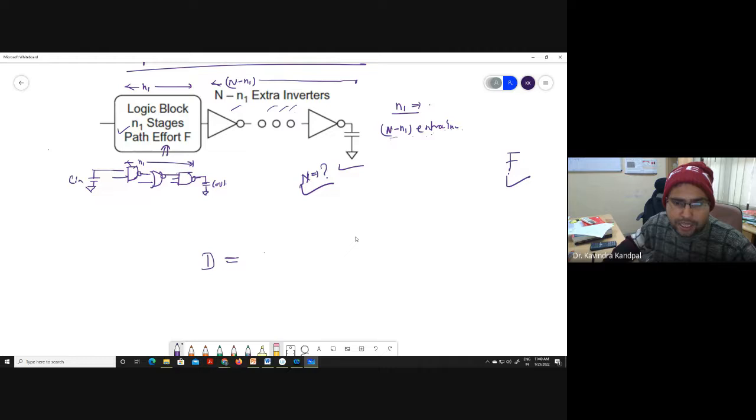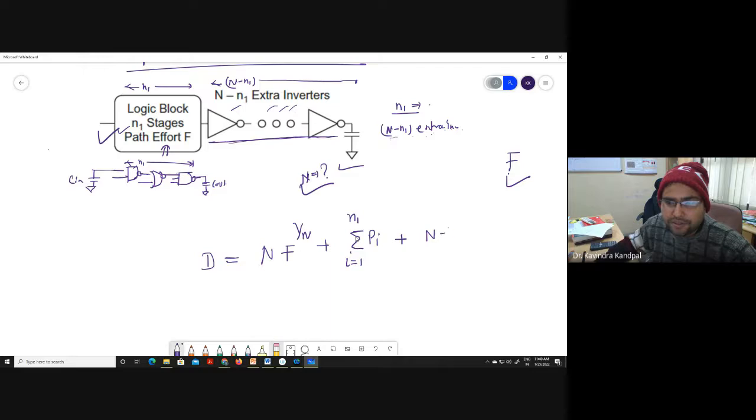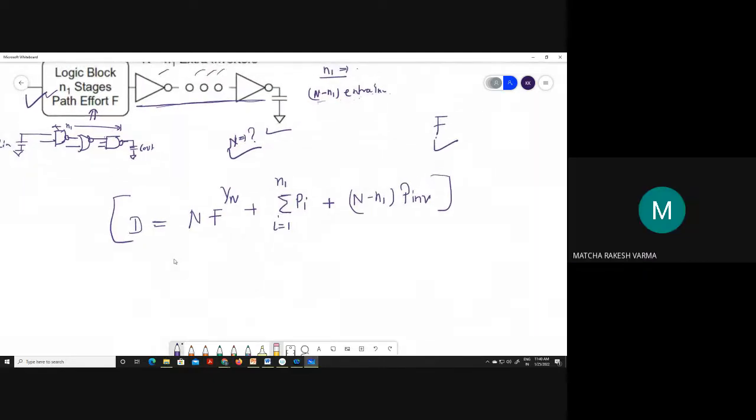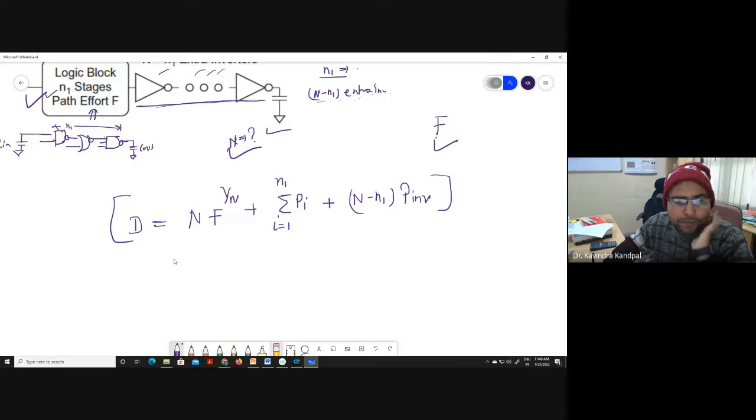The delay will be N into F to the power 1 by N plus the summation of the parasitic delays of these N1 logic blocks, i equal to 1 to N1, plus these extra inverters. How many extra inverters have you added? Let's say P inverter is the parasitic delay of an inverter. Isn't this going to be my expression of the delay now? Yes, sir. So I want to find out what should be the optimal value of N.